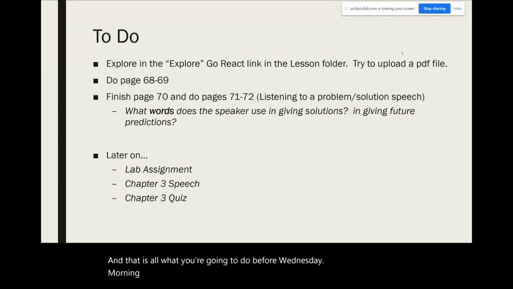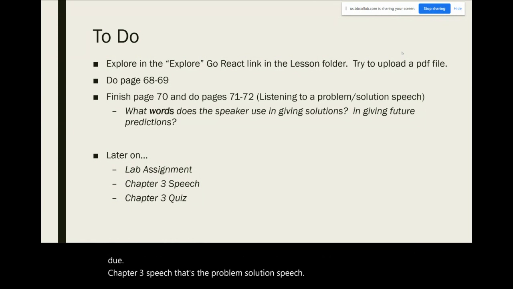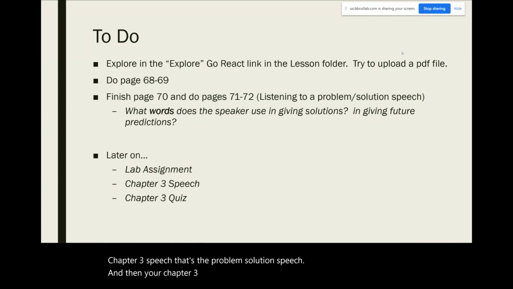Then later, next week, remember we have a lab assignment that's due, the chapter 3 speech, that's the problem solution speech, and your chapter 3 quiz is also due next week. So hopefully that's clear to you on what's coming up. If you still have questions after all of this, just send me an email, like I always say, and I'll try to clarify it for you.